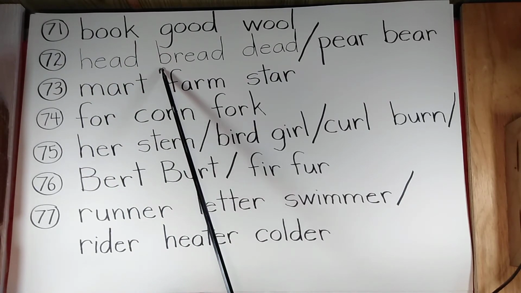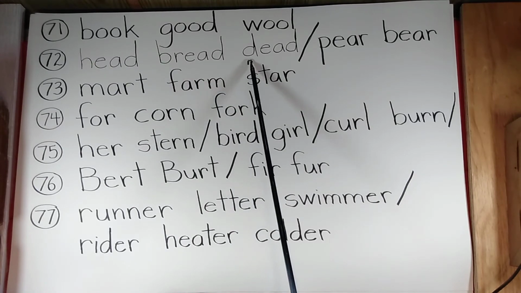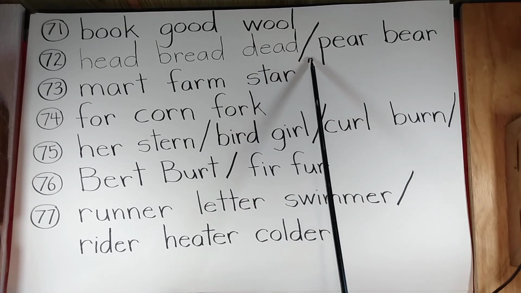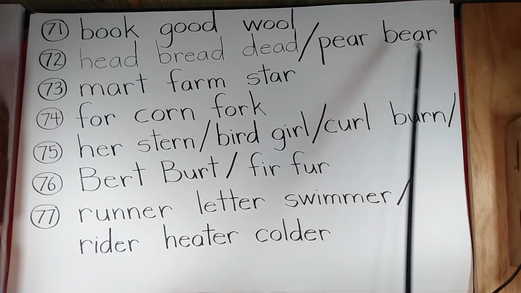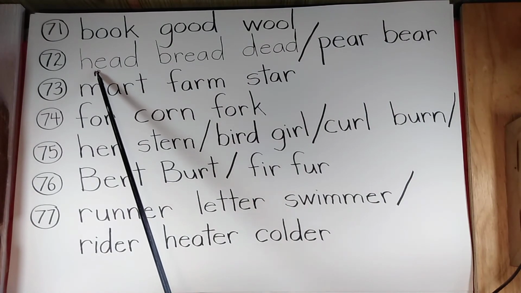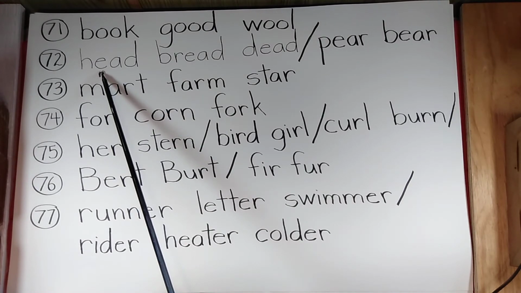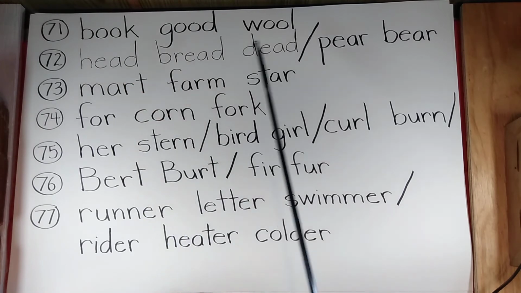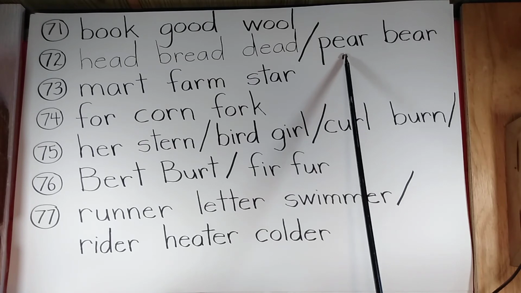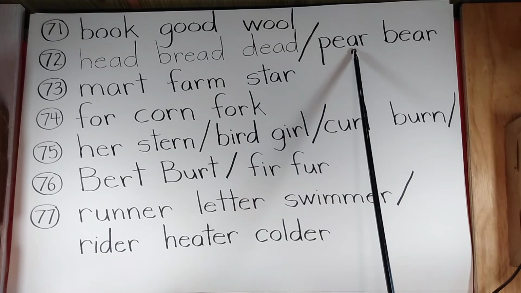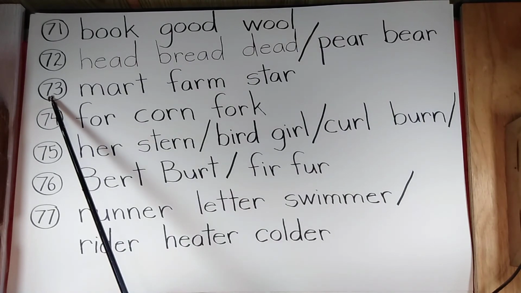72. Head, bread, dead. Pear, bear. There's two sections here because EA, which usually makes the long E sound, can make the short E sound, like in head, head. It can also make the long A sound. EA can make the long A sound sometimes, not often. Pear, bear.